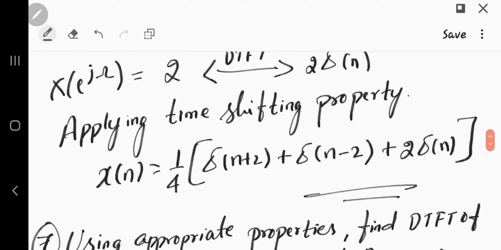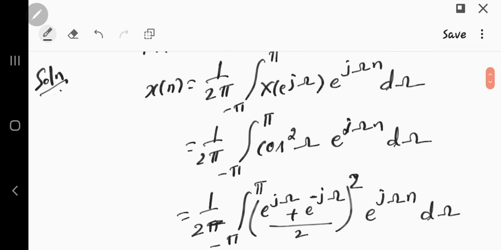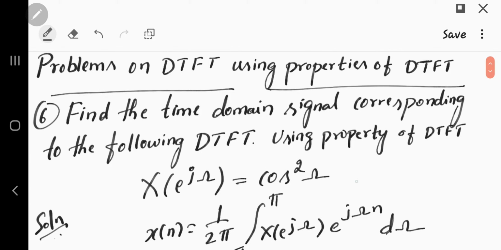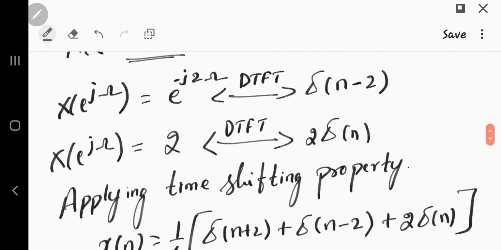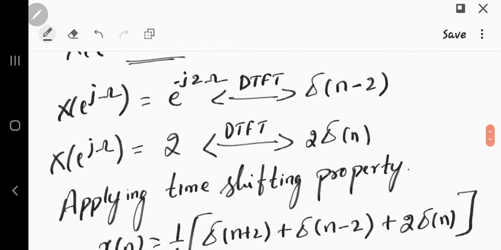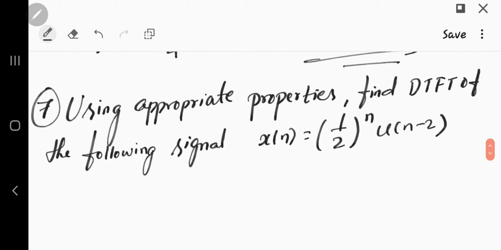Before going to this problem, I just want to mention one more thing. If the same problem is given, even if it is not mentioned to use properties of DTFT, it is okay. You can use the property, and you have to mention which property you have applied, like this time shifting property I have applied. So based on that, we got the end result like this. But in some problems, such as this one, they have particularly mentioned using appropriate properties to find the DTFT of the following signal. Now you have to use the properties only to get the solution for this one.